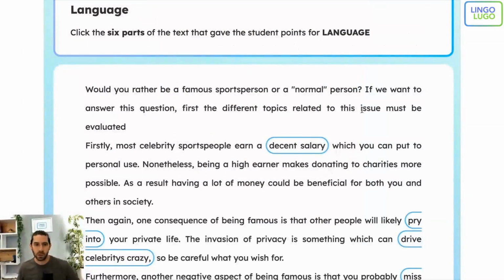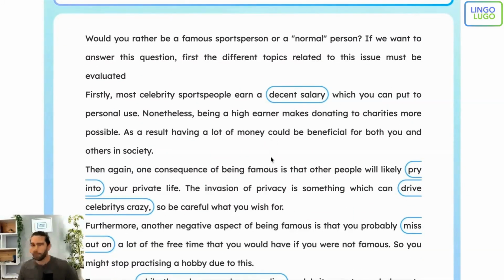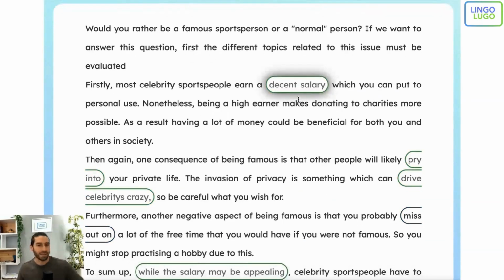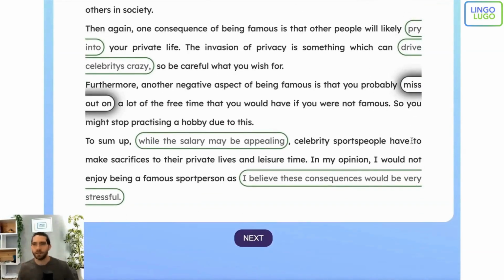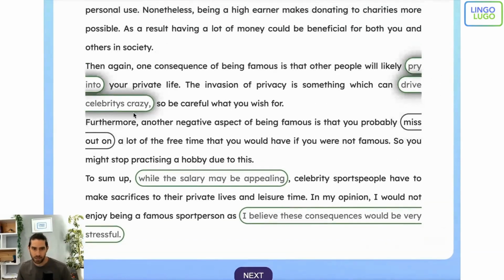Okay, the language. In this part, the student did well, but I'll show you why maybe they didn't get top marks in this part. Here we got the student using decent salary, which is a good advanced phrase. Now, pry into and miss out on. These are excellent phrasal verbs. If you do have 5 minutes at the end of your writing exam and you want to see where you can improve, look for verbs and substitute them for some phrasal verbs if you can think of any, and it's a surefire way to drive that advanced language up. Talking about drive, we've got drive celebrities crazy, a very nice idiomatic expression.